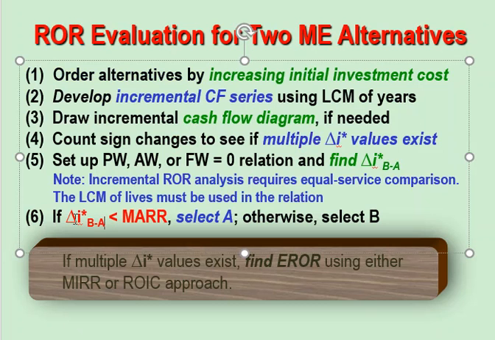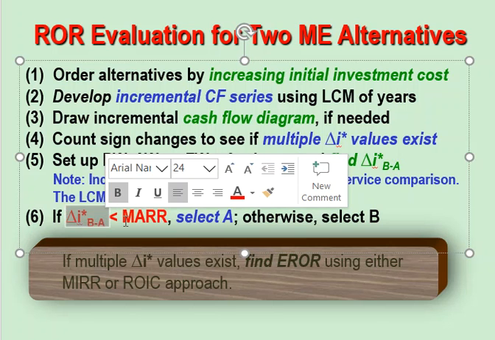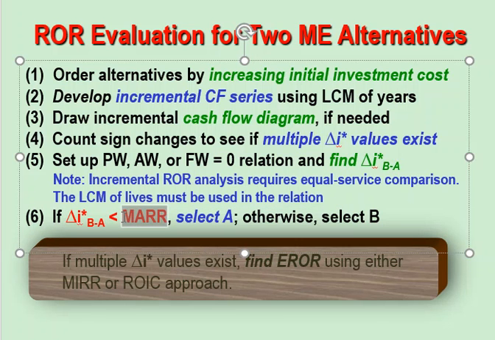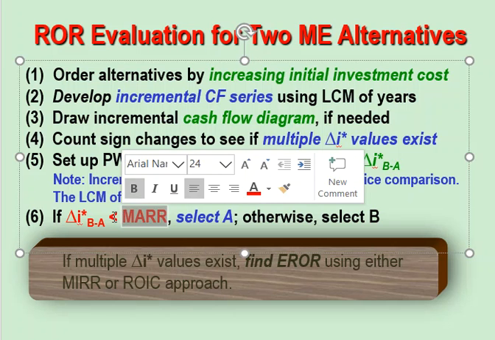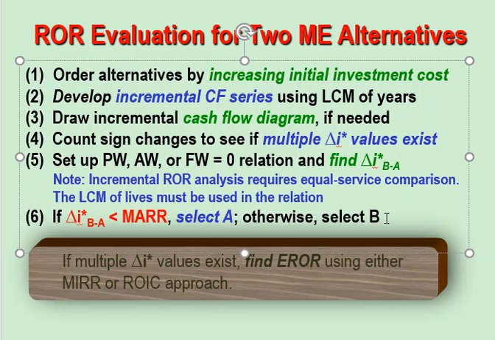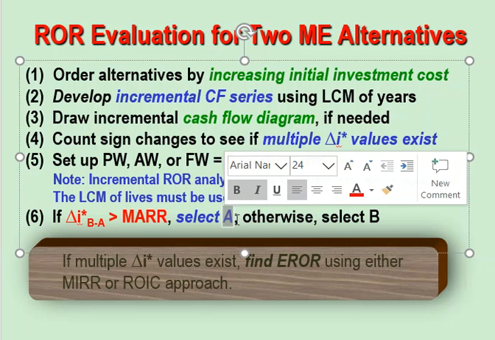They say if delta I of B minus A, that means the higher first cost minus the lower cost, as you remember, we're talking about first cost. If delta I of B minus A is less than MARR, which one will I select? A. Otherwise, we select B. What does it mean? That means if B minus A is greater than MARR, which one do I have to select? B.